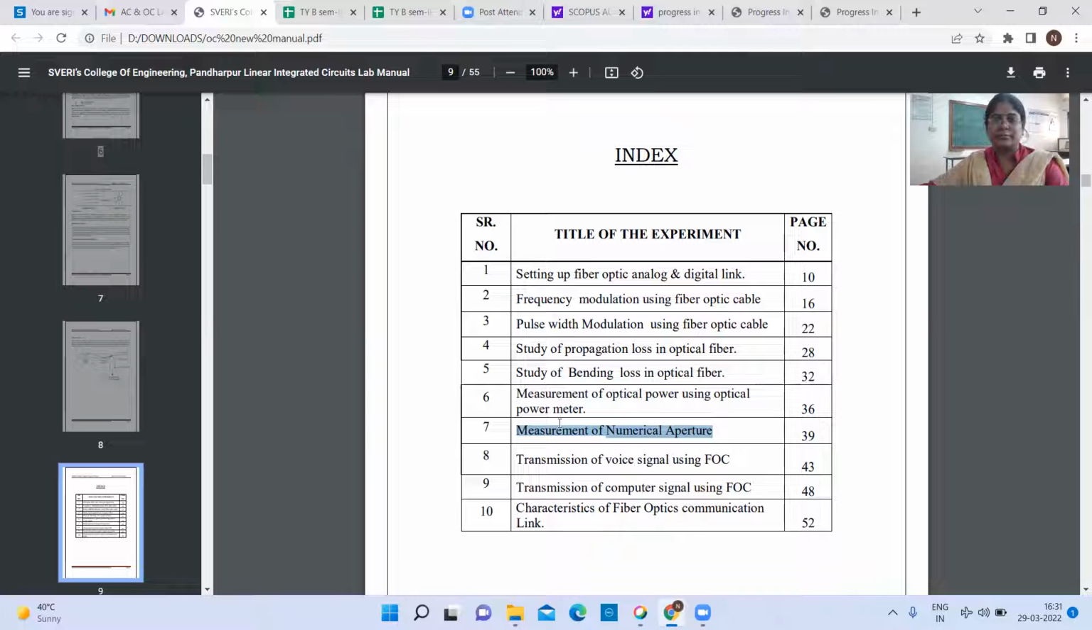Yes. Give the answers. Minal, can you tell what is the meaning of numerical aperture? Numerical aperture means what? Pratibha, Pratiksha, Smita.